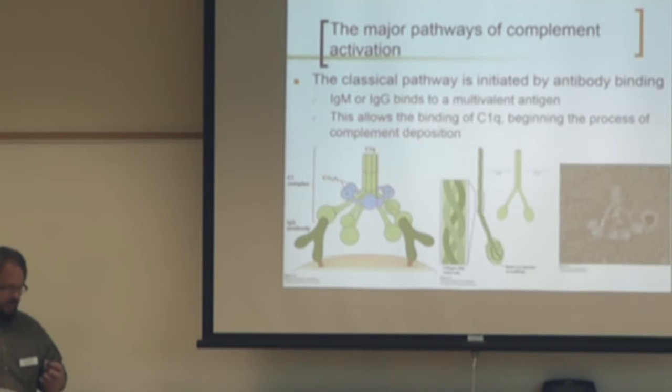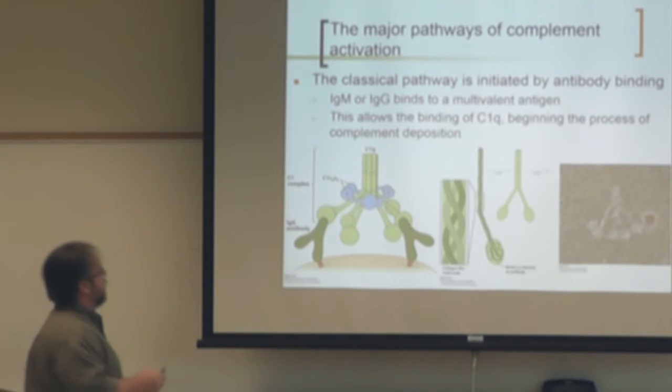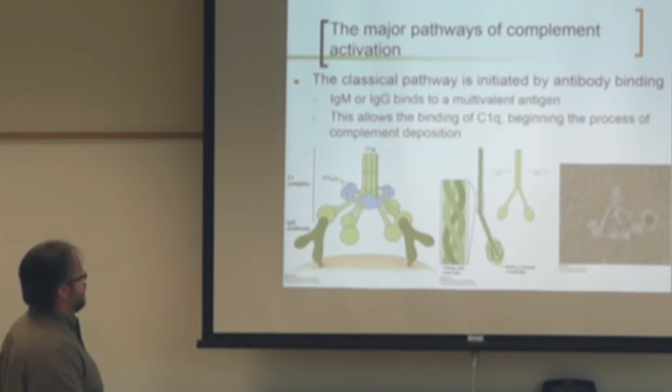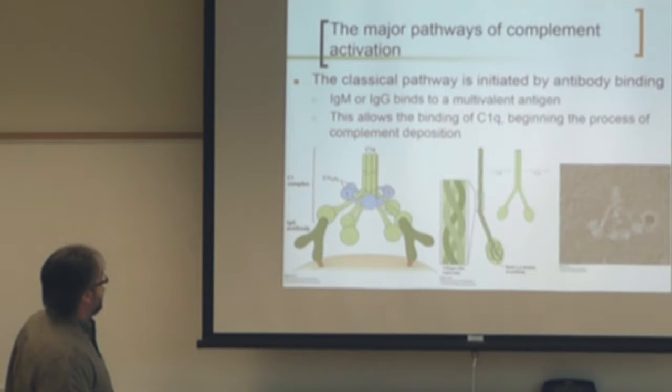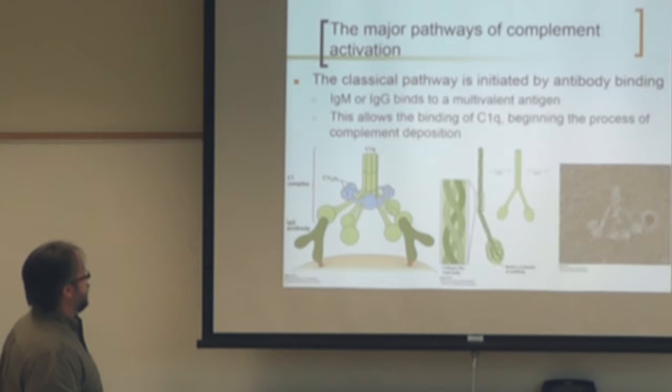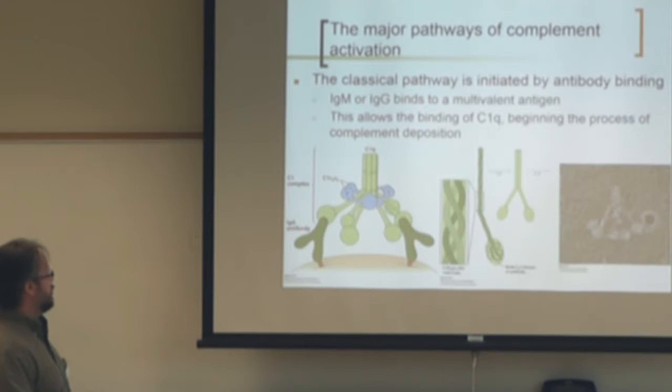Let's cover the classical pathway. We're kind of going backward a little bit, but again, the classical pathway is initiated by an antibody, IgM or IgG, binding to an antigen, and then this allows for the binding of C1q. So the C1q is going to bind, and here it's shown bound to two antibodies, which is really important because it will not become active unless it's binding to two or more antibodies. So binding to one antibody doesn't work, binding to two works.